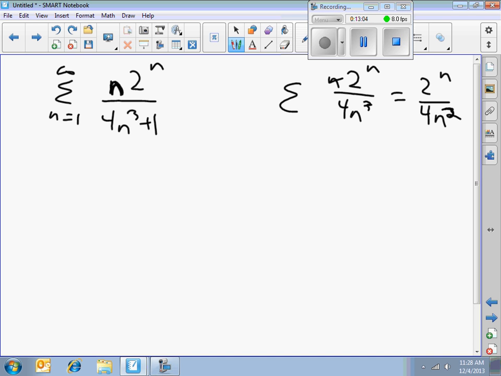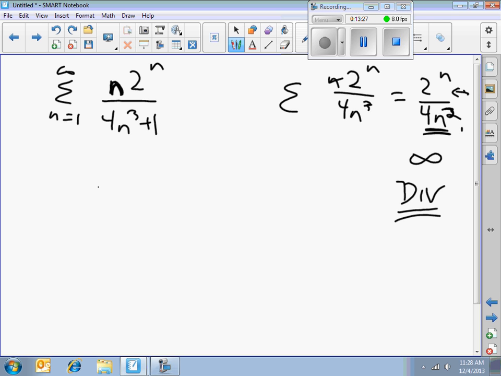So what do we know about this one? Well, let's talk about it. This one is just squaring a number. This is an exponential function. Exponential functions increase way faster than polynomial functions. In other words, we're going to have a much bigger number on top divided by a smaller number on bottom. It's going off to infinity. I can confidently say this one is divergent.